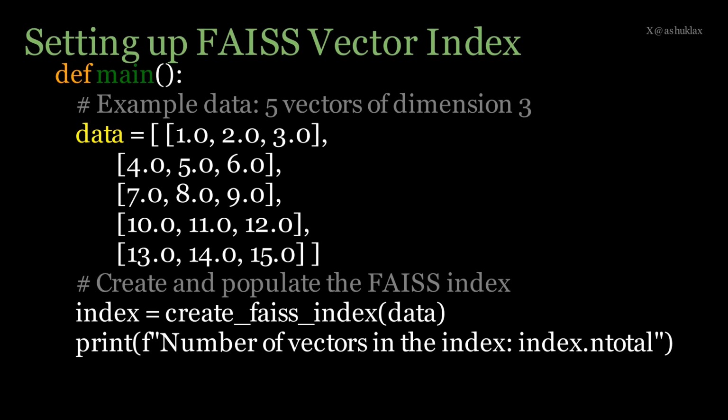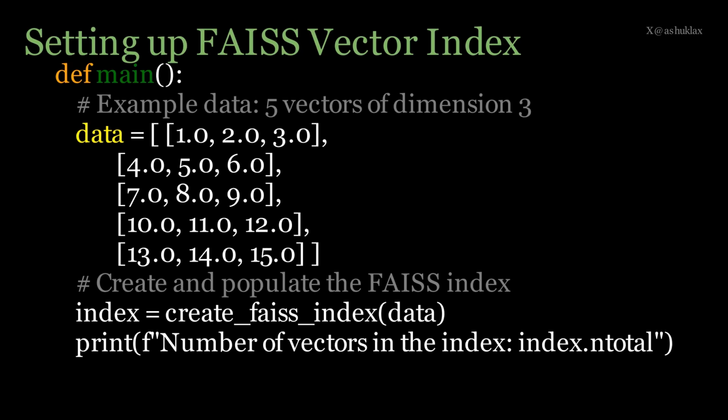Now let's create and populate the FAISS index. So write index equals create_faiss_index and pass the data to this function. This line calls the create_faiss_index function that we discussed earlier, and we are just passing the data as an argument. Finally, this function returns a FAISS index populated with the vectors from the data. So in the next line, print the number of vectors in the FAISS index. index.ntotal gives the total number of vectors stored in that index.